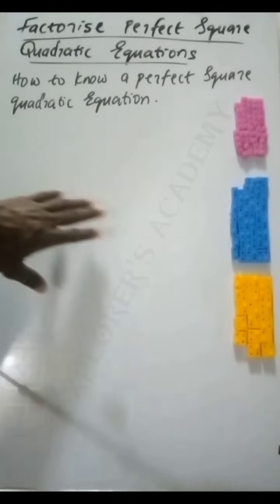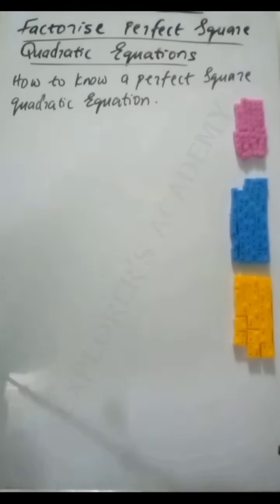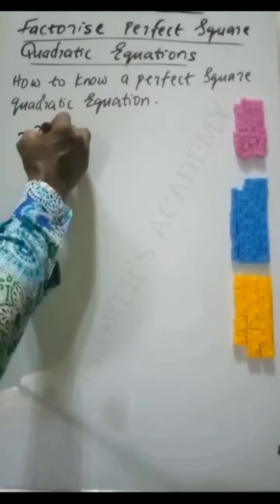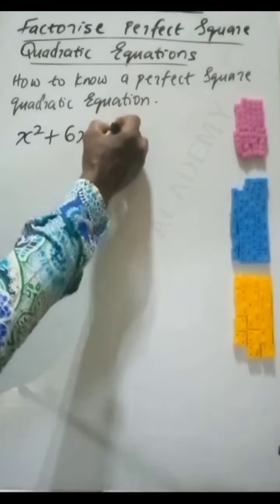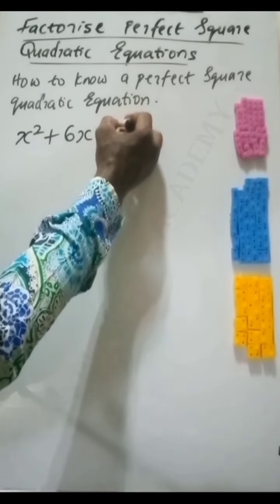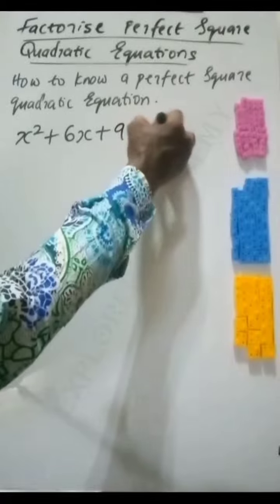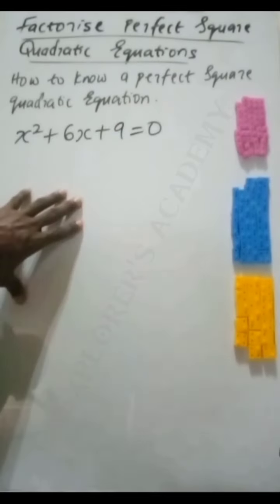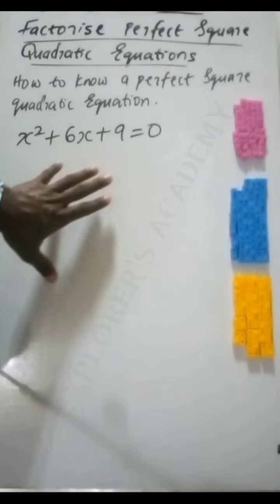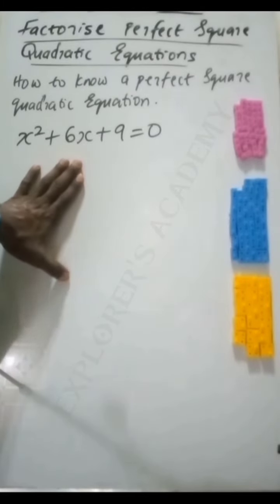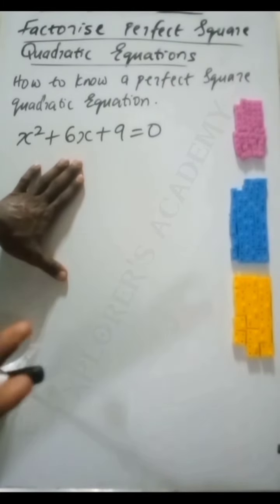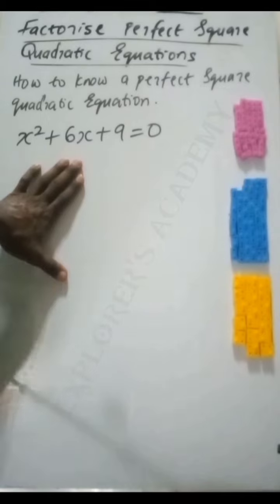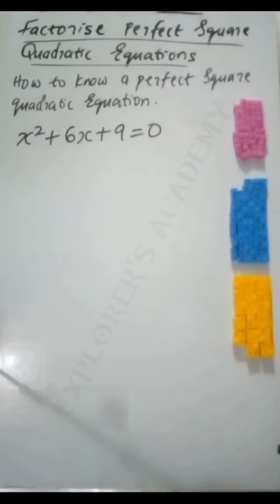So the first thing we need to learn is how to know a perfect square quadratic equation. For example, we have this. Using this quadratic equation, how do we identify that it is a perfect square equation? There are two ways we can identify that. The first way we can use to identify it is this.